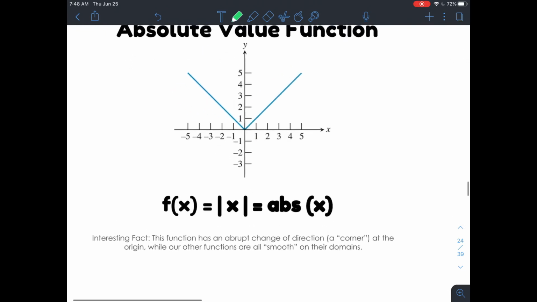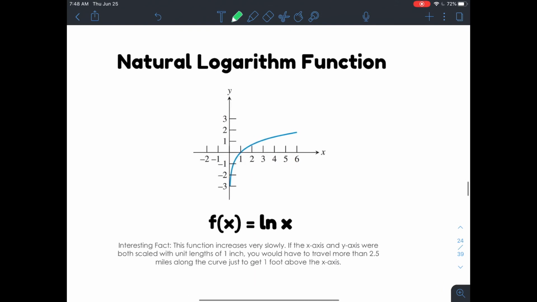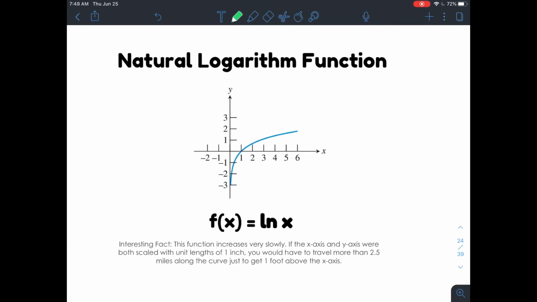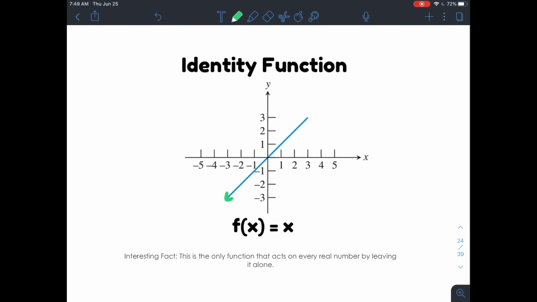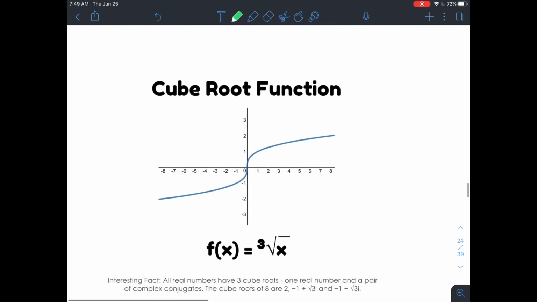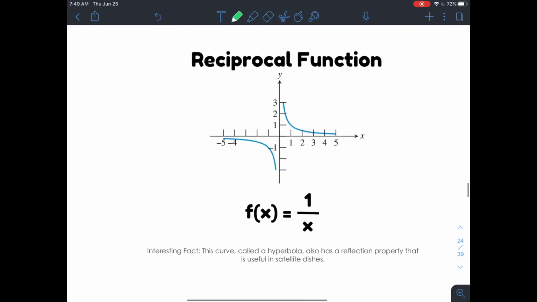Okay, absolute value. You guys know this one. Looks like a V shape, symmetric. Natural logarithm, they have vertical asymptotes. Identity function is your parent function for your linear function, just named a little bit differently, just y equals x. Cube root makes a little bendy sort of S shape. It continues forever in both directions. Reciprocal function has an asymptote at x equals 0 in the middle there.